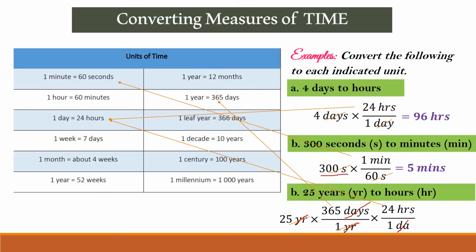We are left with hours as the unit. So we multiply the remaining numbers. 25 times 365 times 24. The product is 219,000 hours. So that is the equivalent of 25 years.